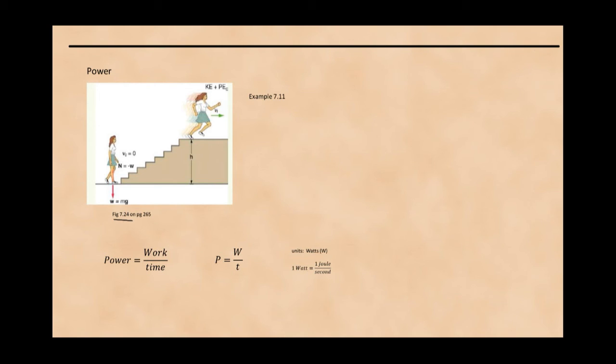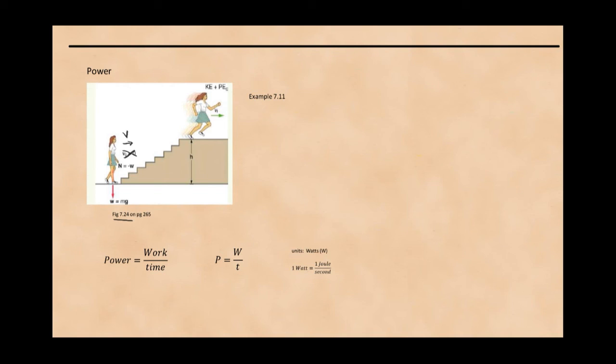Let's assume that instead of starting at 0, she starts with an initial velocity which is equal to her final velocity. So during the process of running up the stairs, she does not speed up or slow down. She's running at a constant speed. Now, if you imagine this process of running up the stairs at a constant speed, you know it takes a certain amount of effort, a certain amount of work.